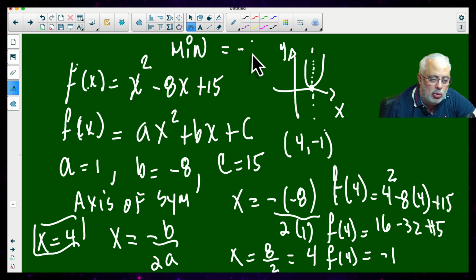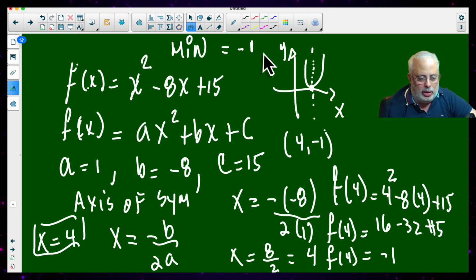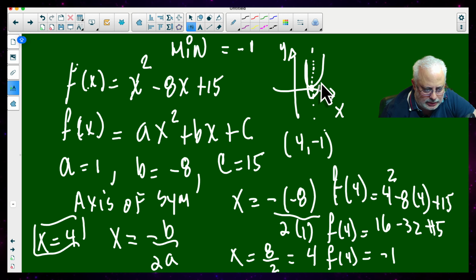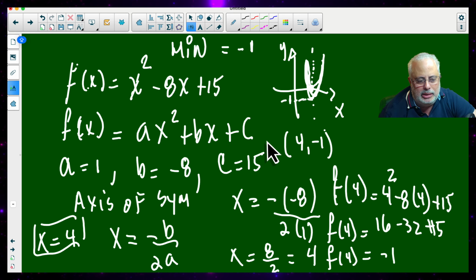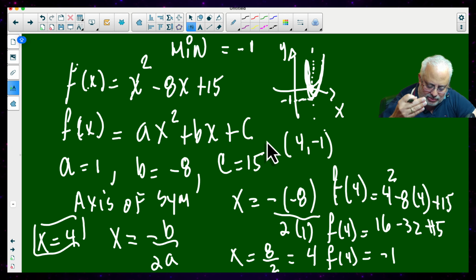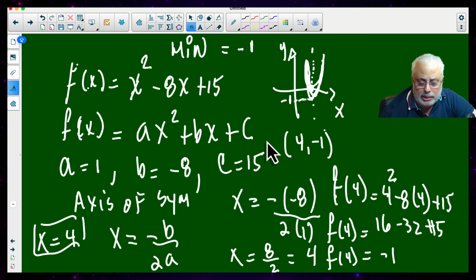It's equal to -1. So the parabola is a little bit down here, okay, if you want to use this example. This is not the accurate example, but this is the location of the minimum. The location of the minimum is at (4, -1), and the minimum is -1. So the parabola's minimum value is -1. This is the algebra perspective.